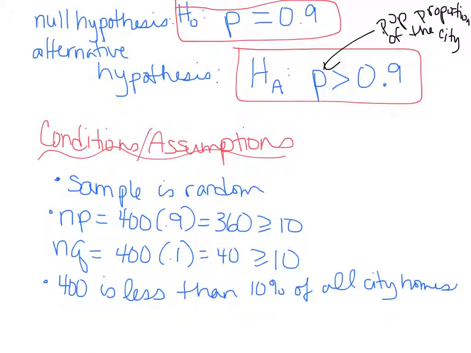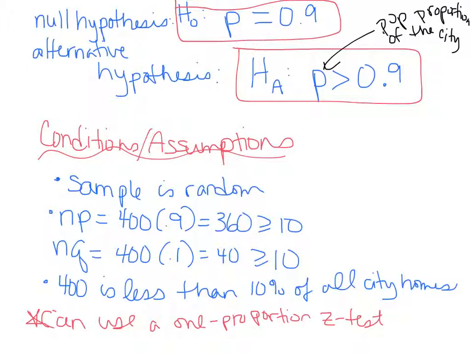The last thing I'm going to do as soon as I'm done writing down my conditions and assumptions is I'm going to say something like that you can use a 1 proportion z-test. Just make sure that you know the name of the test that you're doing. For this entire chapter, however, it's going to always be a 1 proportion z-test, so don't get worried if you are not sure how you can identify that. For now, it's only going to be a 1 proportion z-test. We'll do more later on, and we'll worry about that later.